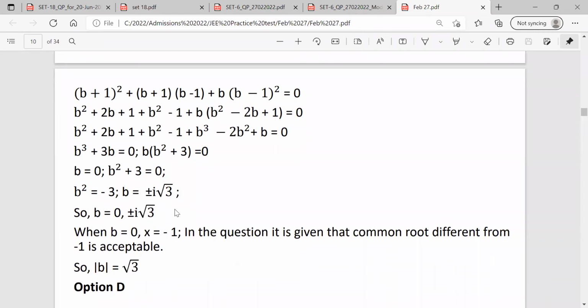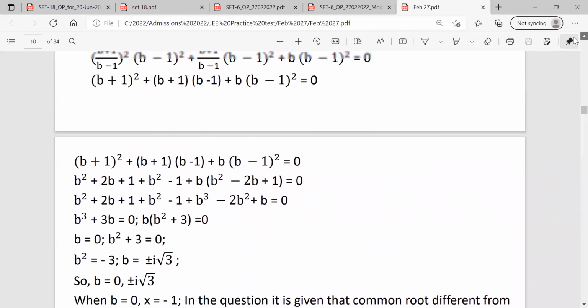In the question, we can find that when x equals minus 1, b equals 0, x equals 1. So there is a common root, minus 1, which will not be acceptable. Here the question is asking us to find the mode of b. So mode of b, we can write this as root 3. So root 3 is the answer for this question.